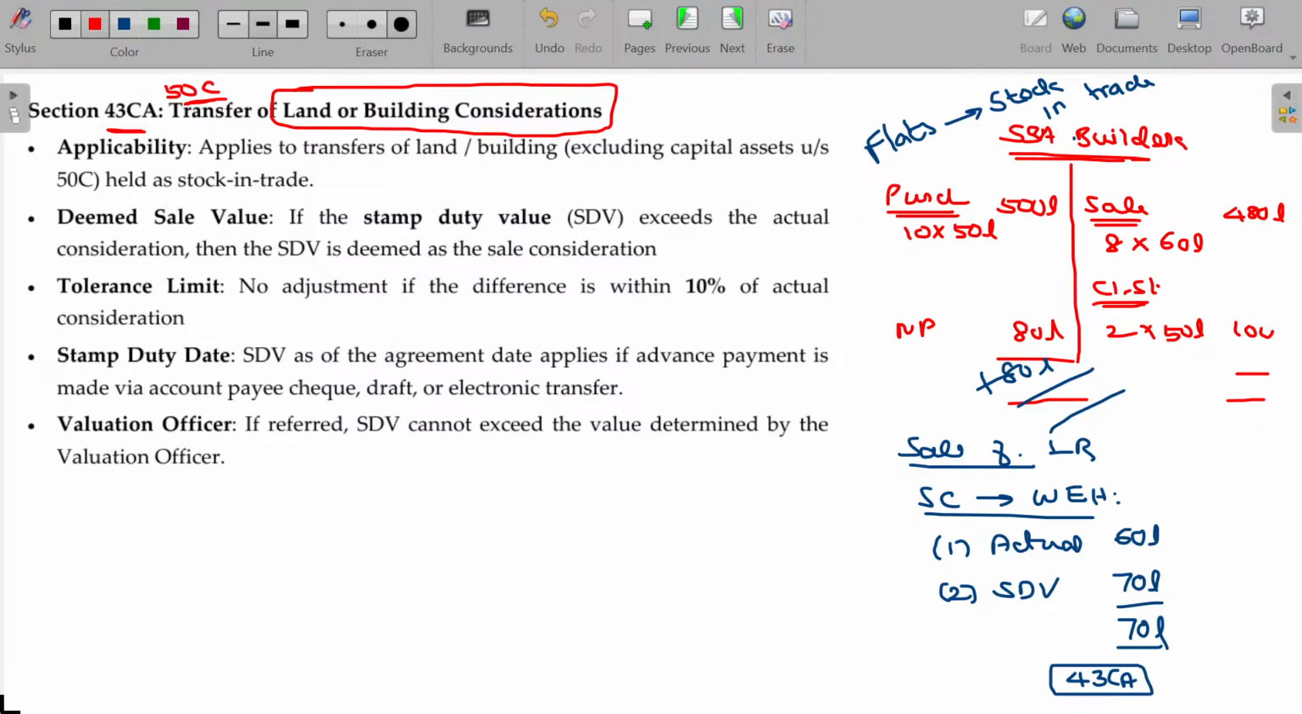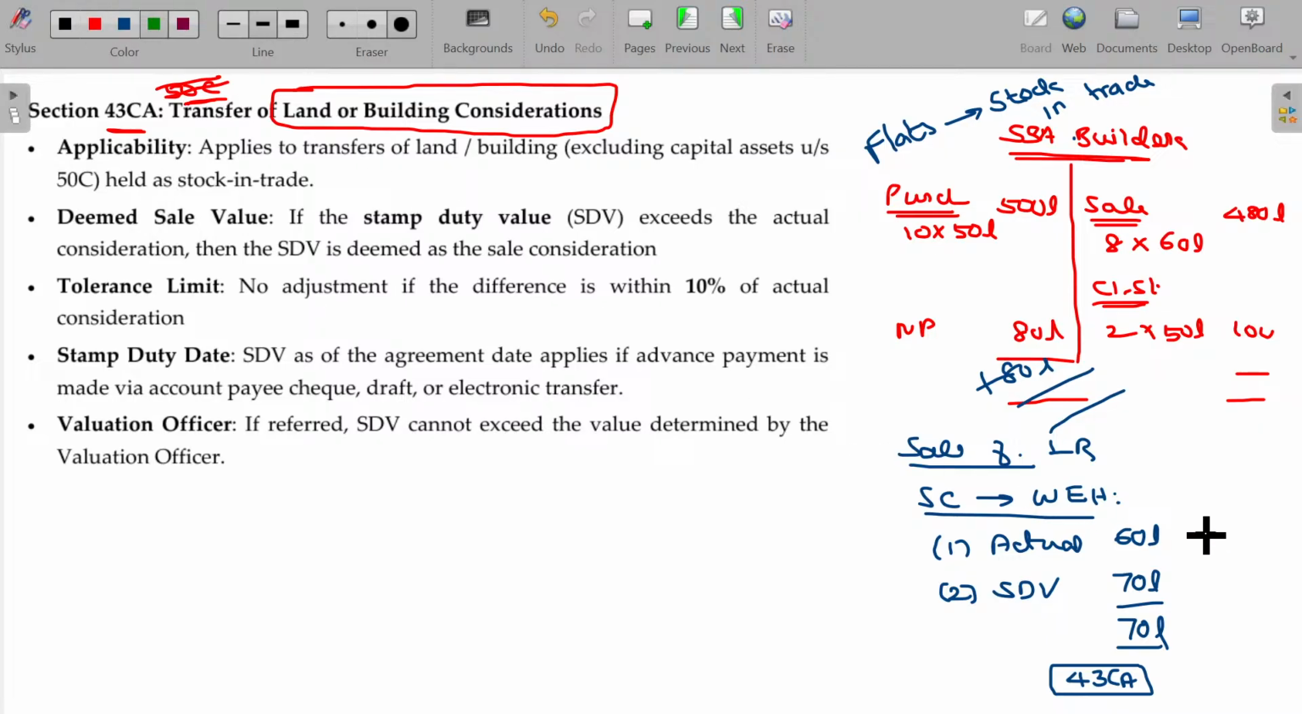In case the land and building transferred is a capital asset, the same provision is applicable, but under section 50C. If it is stock in trade, it will be applicable under what section? 43CA, otherwise 50C. So I will teach this again later, with it being a capital asset under section 50C. Clear? Hope you are now able to understand.